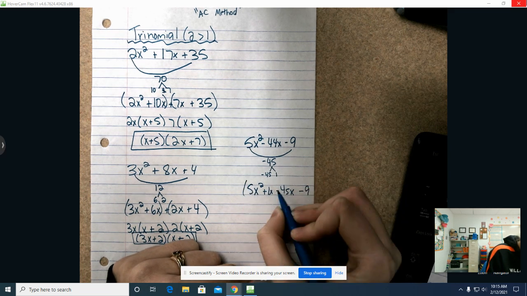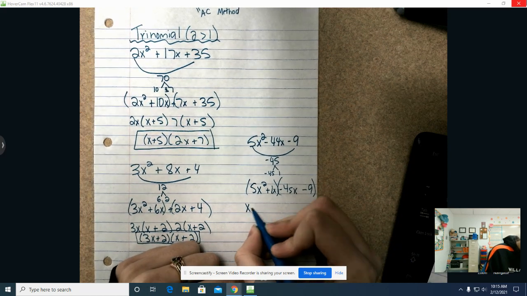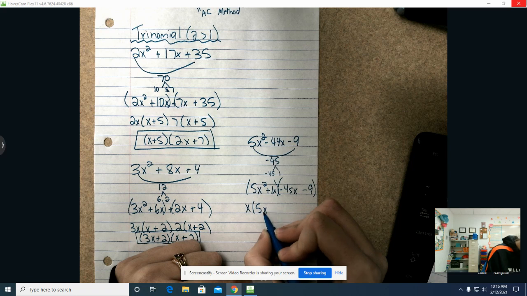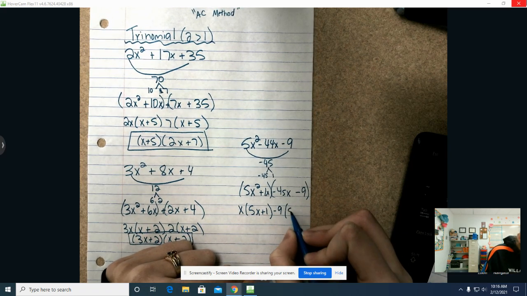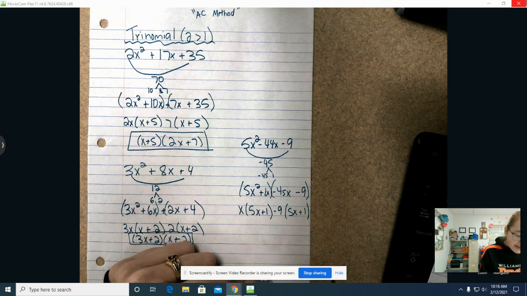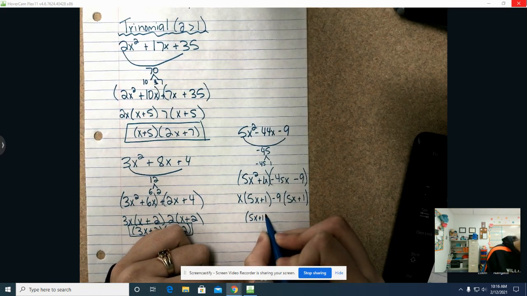Then we'll try our grouping. We can pull out an x, so then we'll have 5x plus 1. We can pull out a negative 9, and we'll be left with 5x plus 1. Perfect. They match, so we're good to go. And this is going to be our answer.